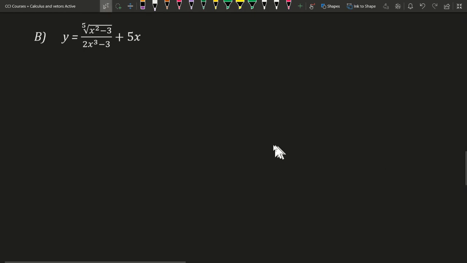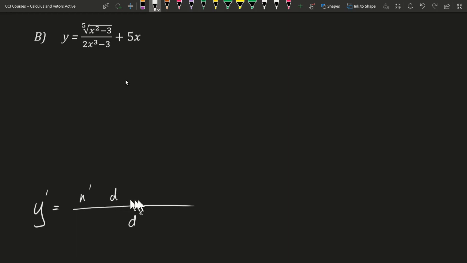So, okay. Hey, look at this. I got the sum of two functions, one of which is a quotient rule, and one of which is a very simple one. So my final derivative, y prime, it's going to be d squared. It's going to be n prime d minus d prime n. So I'm going to do all of that. Then it's going to be plus the derivative of 5x. And so I'm going to just have a 5 over here.